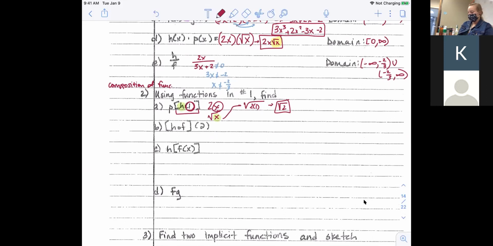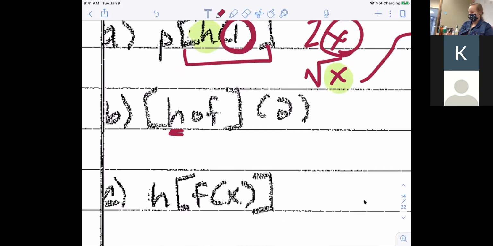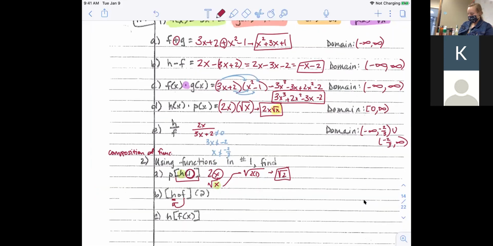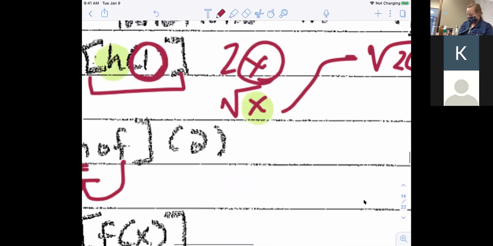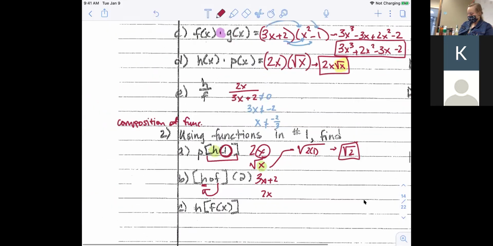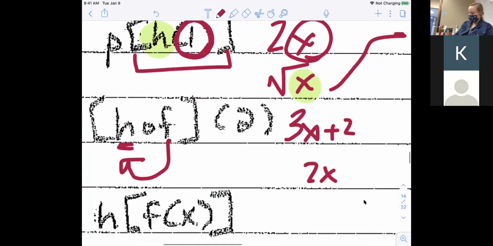Now I'm doing h of f. H is the first one, so it's on the outside, and f goes inside of h. So what is f? F is 3x plus 2, and h is 2x. I'm going to put f into h. I'm going to put it where the x is.